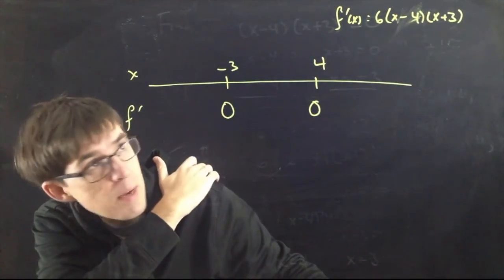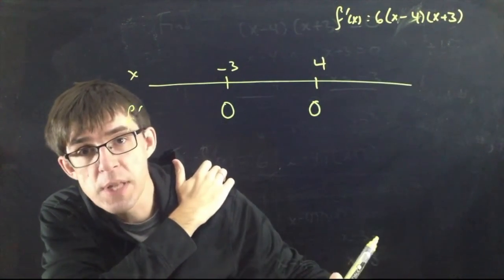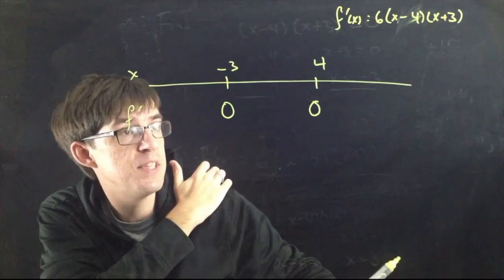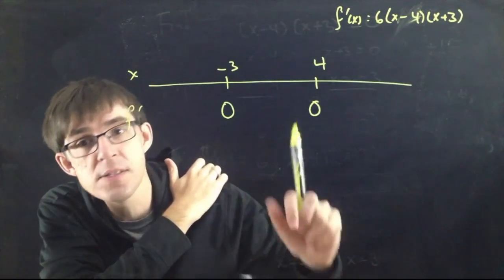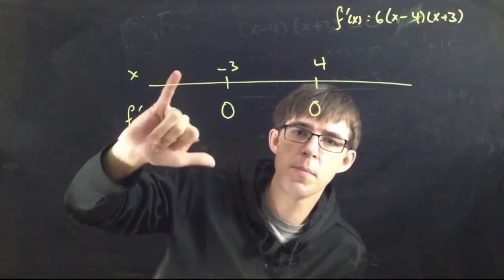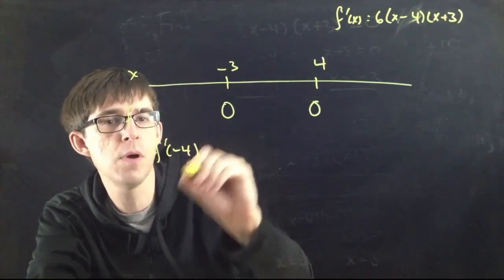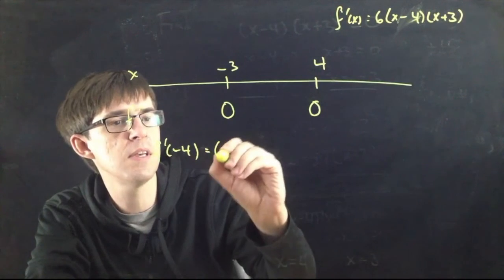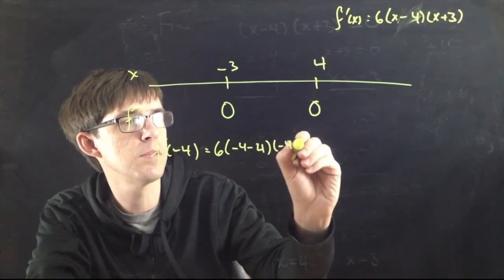All right, I have made my chart here. This is the derivative. These are my critical numbers, -3 and 4. And now, like before, when we did the increasing, decreasing thing, I'm going to plug some values in to determine the signs of f prime. So to the left of -3, my favorite number less than -3, I suppose, is -4. So I'm going to go f prime of -4. And then I plug in to the derivative. So it is 6 times -4 minus 4 times -4 plus 3.